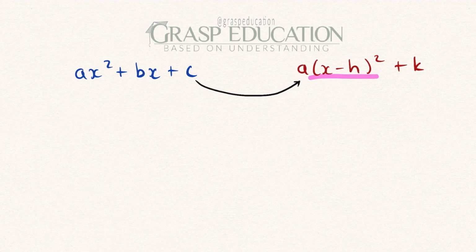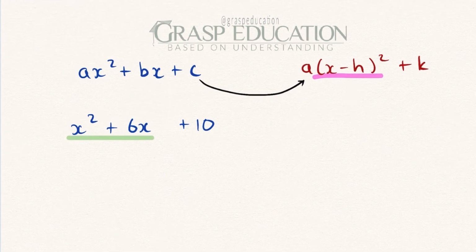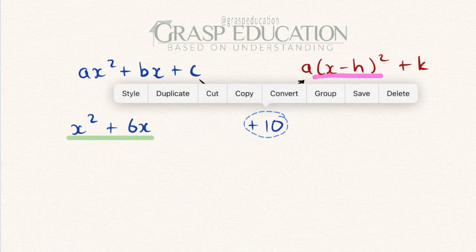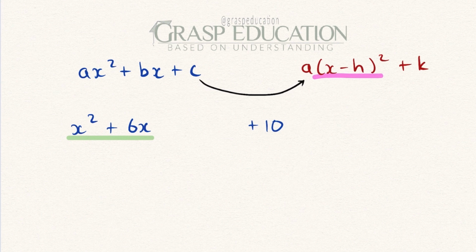For the first example, we're going to have x squared plus 6x plus 10. When I complete the square, I'm focused on the first two terms. So I'm going to take the last term and just move it over to the side, and I'm going to try and make a perfect square bracket. To make a perfect square bracket, I want to add a number here that would make a perfect square. That is my aim.